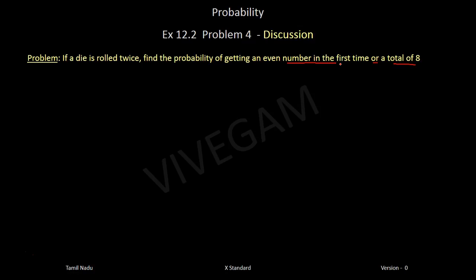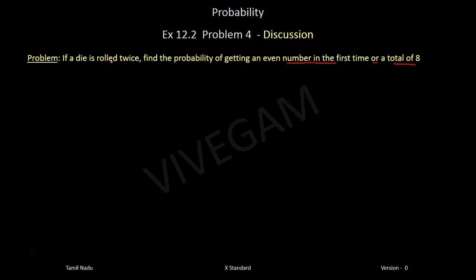So list it out. Select the outcomes which are favorable for A and find probability of A. Select the outcomes which are favorable to B and find probability of B. And select the outcomes which are favorable to A and B, where A and B are happening together. That is, the first number is even and the total is 8. Find A intersection B. Then substitute all these three in the formula: probability of A union B equals probability of A plus probability of B minus probability of A intersection B. And you'll be able to calculate it. Okay, so keep this in mind.